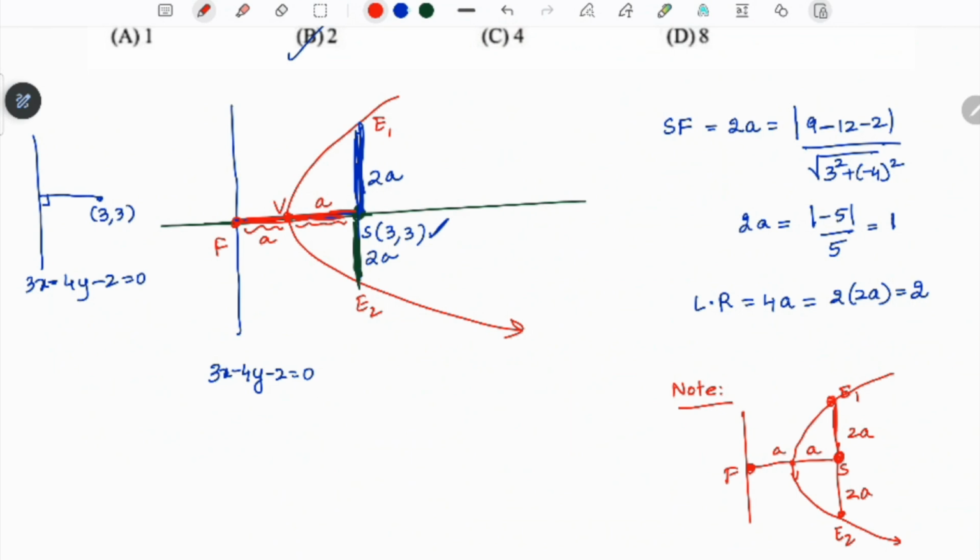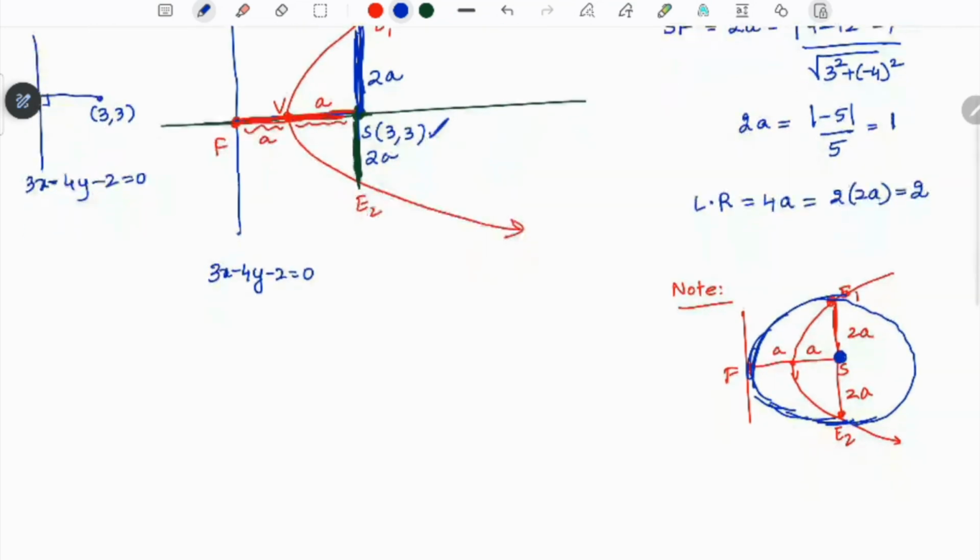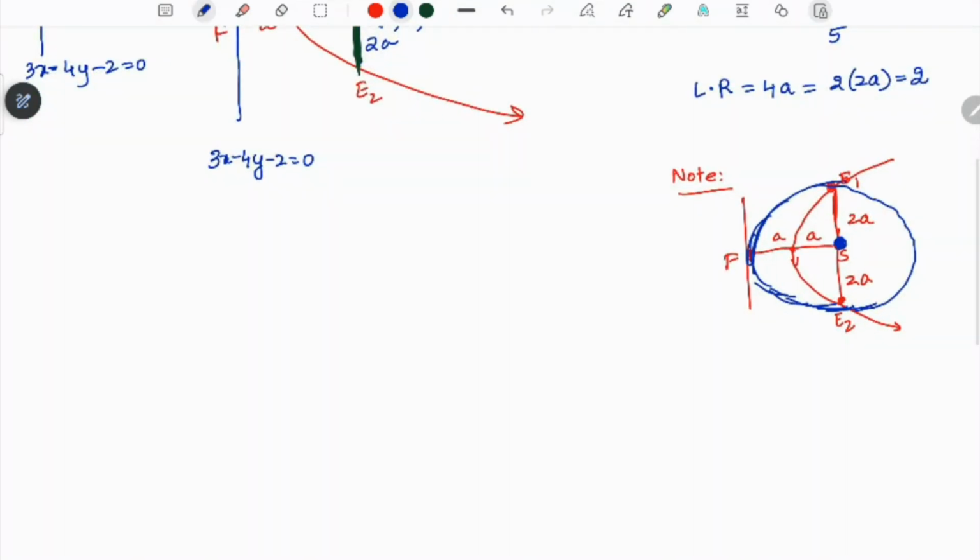Take this as center with 2A as radius. In childhood we have done this, no? One fixed end of the compass we keep on S. With 2A as radius we draw a circle. Definitely that will pass through what? L1, F and L2. Draw a circle with S as center and 2A as radius. That circle will pass through L1, L2 and F. Right, like this.